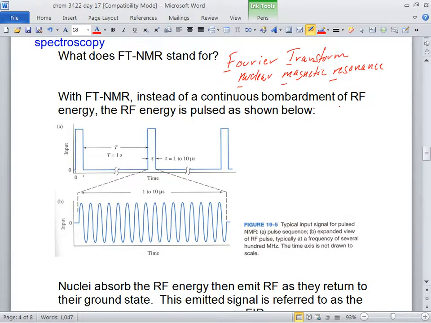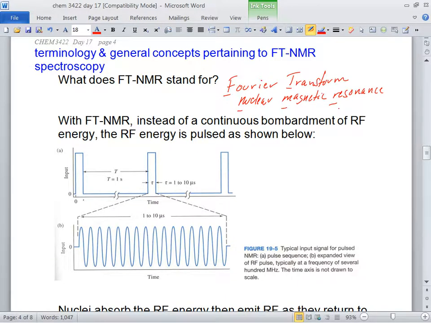Okay, with FT-NMR, instead of a continuous bombardment of RF energy, ooh, we should have had a question there, Alyssa. What's that? RF. Oh, there's a lot of RF. What's RF? Well, you have a guess? Anybody?